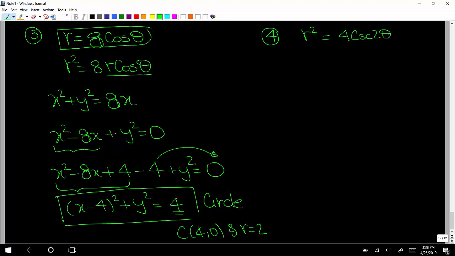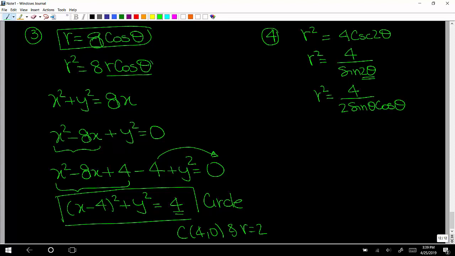Okay. Well, let's try to rewrite this. We have 4 over sine of 2 theta because cosecant is 1 over sine. But then we have a nice identity for sine, which is sine theta and cosine theta. And we do want to change that because if you recall, the relationship between x and y has to do with just theta, not with a double angle.